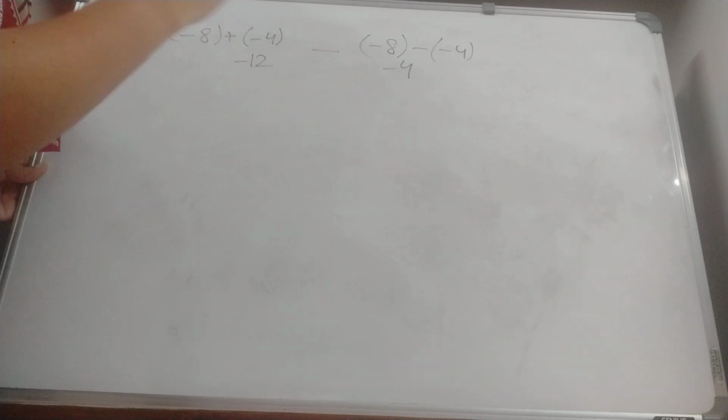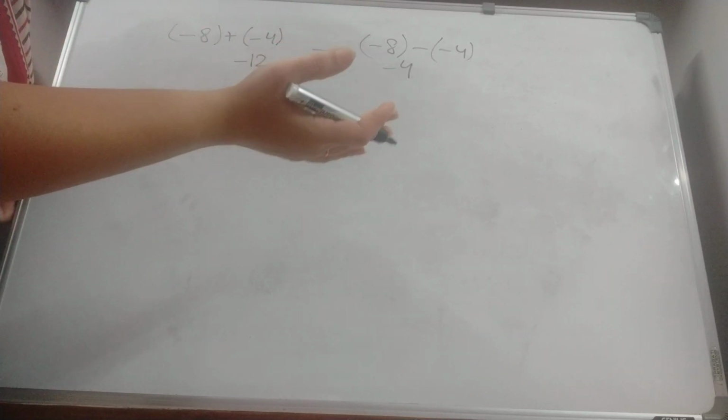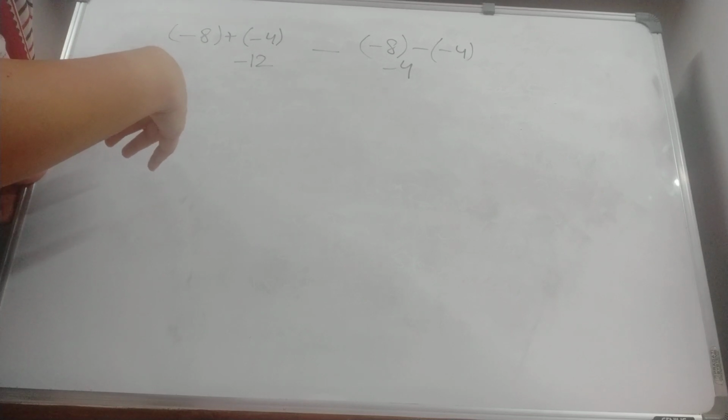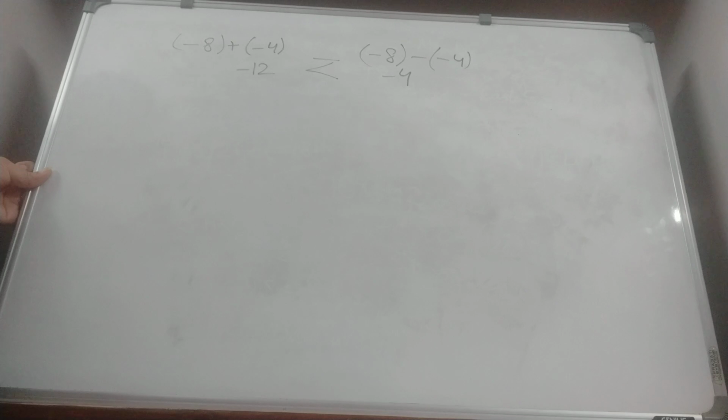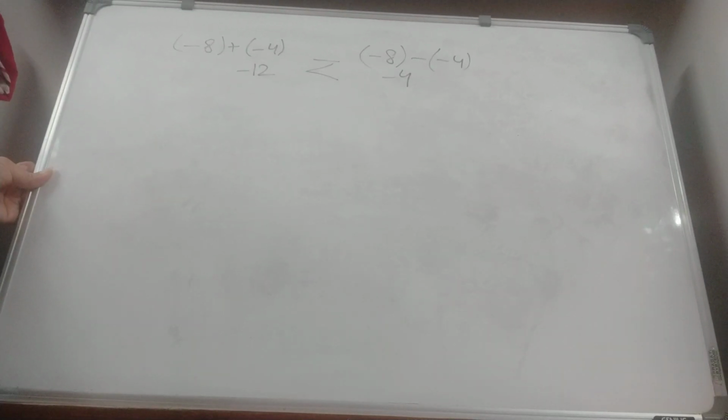Imagine a number line and see any number to the right is always bigger than any number towards the left. So minus 4 will be on the right hand side in the number line. So this will be greater.